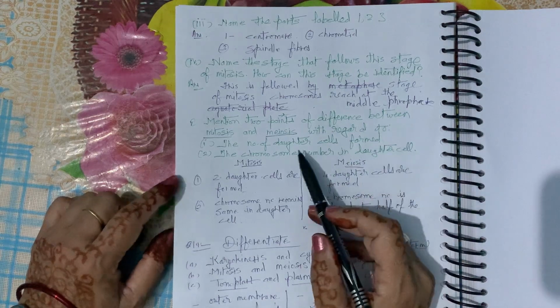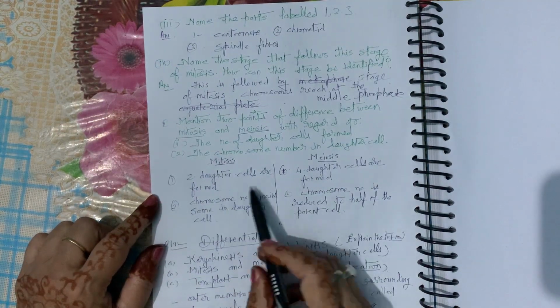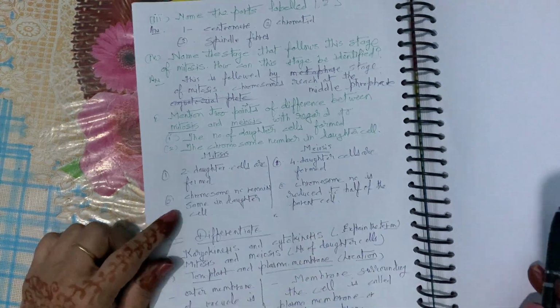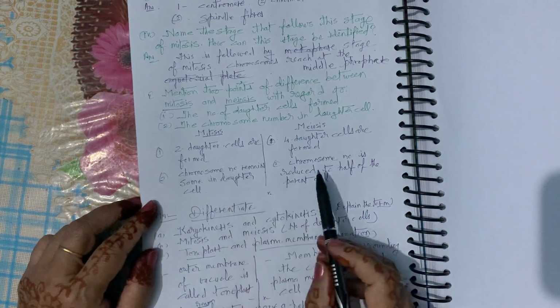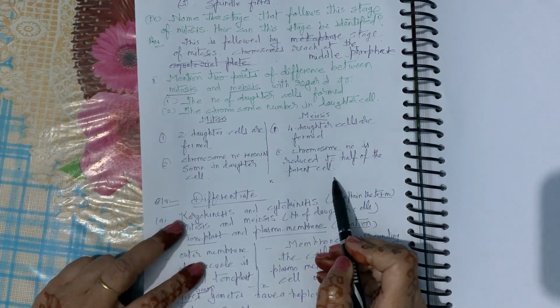Mention two points of difference between mitosis and meiosis. See, number of daughter cells: in mitosis, 2 daughter cells are formed. In meiosis, 4 daughter cells are formed. In mitosis, chromosome number remains the same in the daughter cell. In meiosis, chromosome number is reduced to half of the parent cell.